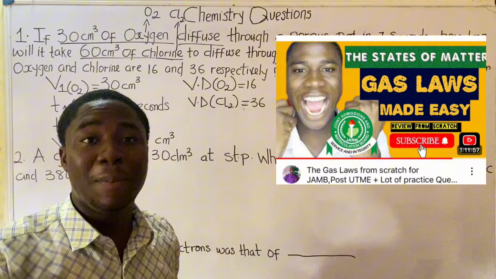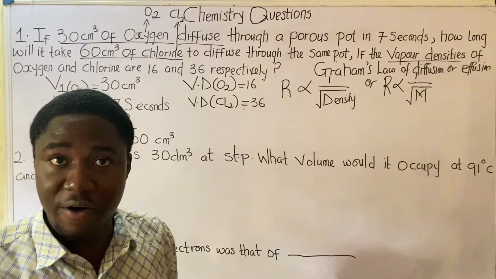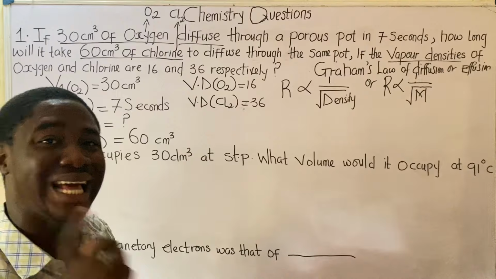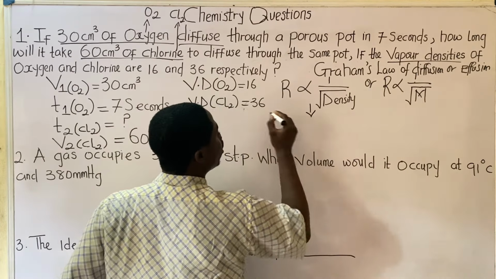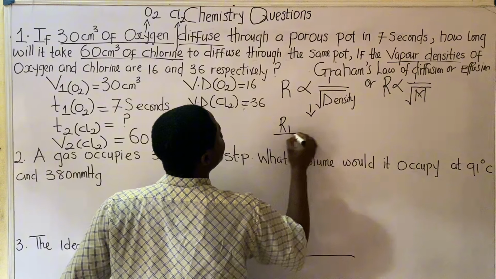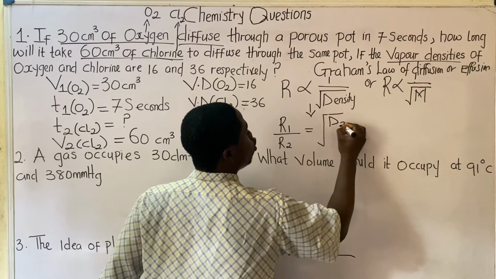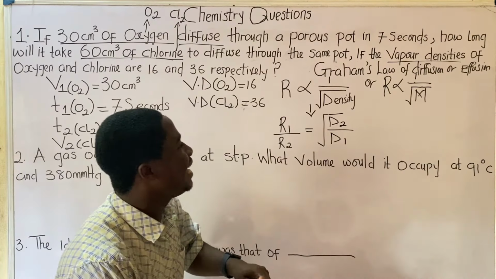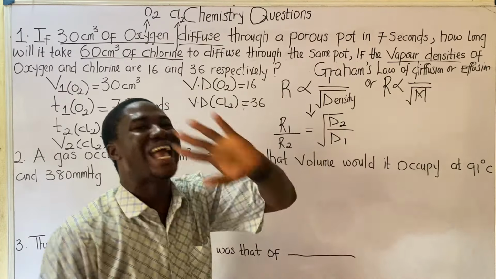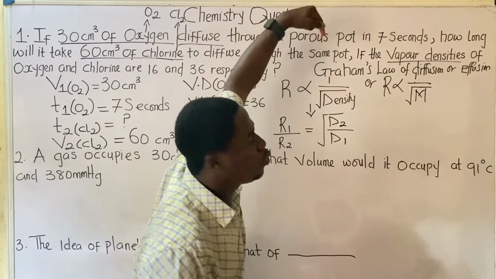Do you understand? In that particular video, I solved different practice questions and also derived different formulas. So it's important for you to go watch that lesson. Now, when we bring out this formula mathematically, it's going to be something like R1 over R2 is equal to root of D2 over D1. I explained this because, from the look of things, it means that rate and density are inversely proportional. As rate increases, density will decrease.